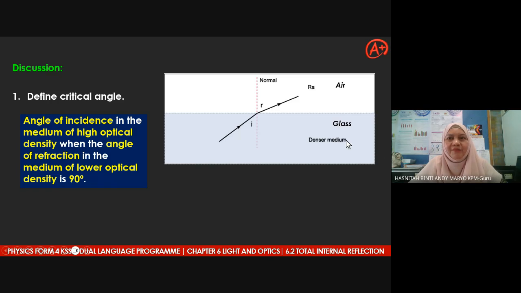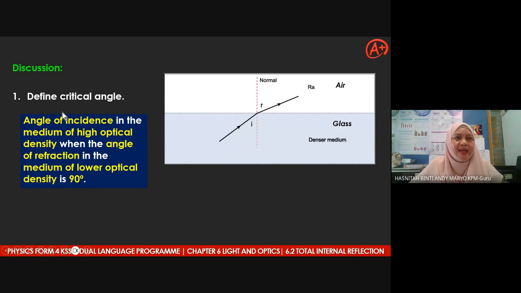For example, here we have glass and air. Glass is a medium of higher optical density. Air is a medium with lower optical density. When the light travels from glass into air, with this angle of incidence, refraction occurs. This is the angle of refraction in air. When i increases, r also increases until it reaches one point where r is exactly at the boundary between glass and air. When that happens, we call the angle of incidence in the glass the critical angle.